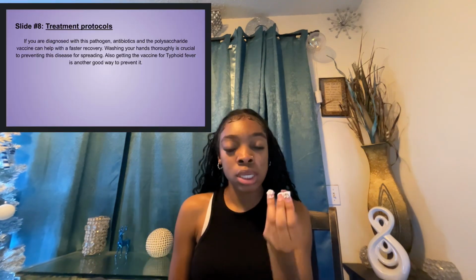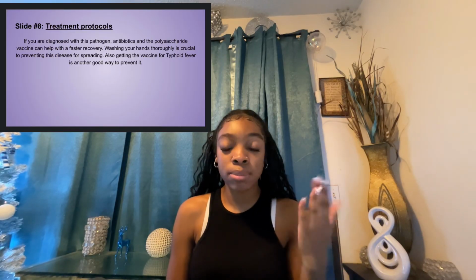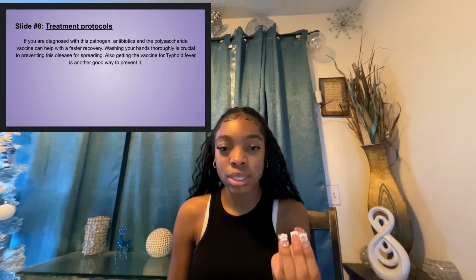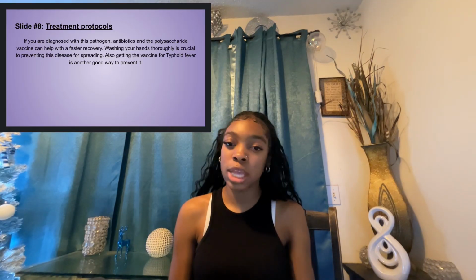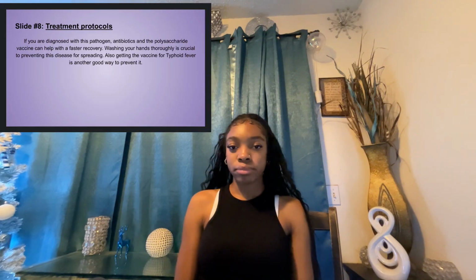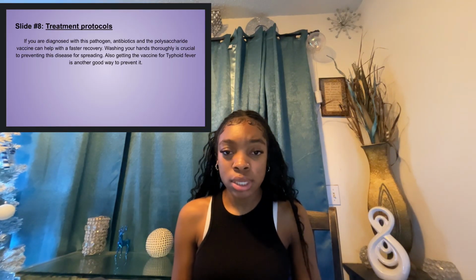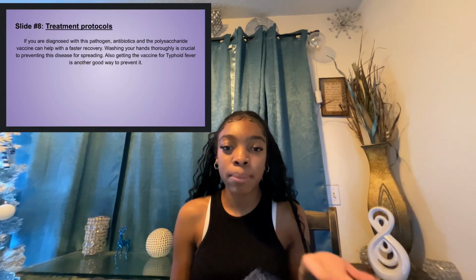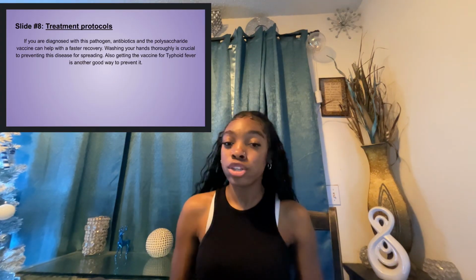Now moving on to slide 8. This bacterial infection can actually be treated with antibiotics and also a polysaccharide vaccine. That's how you can treat this. If you go to the hospital, you're most likely going to be treated with antibiotics. That's the most common treatment.